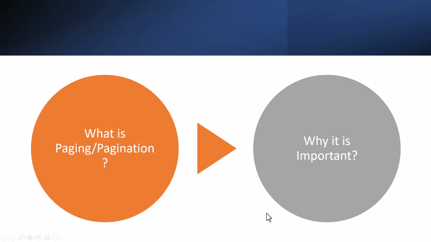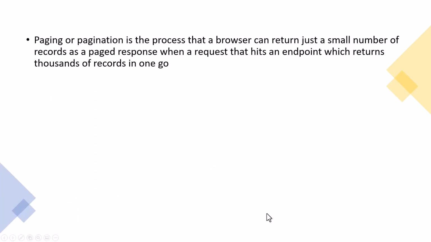Now, what is paging? Paging or pagination is the process by which a browser can return just a small number of records as a paged response when a request hits an endpoint that returns thousands, or even sometimes hundreds of thousands or millions, of records in one go. So it is just a paged response to manage the response in a nice manner so that it returns only a few results, as we will see soon.